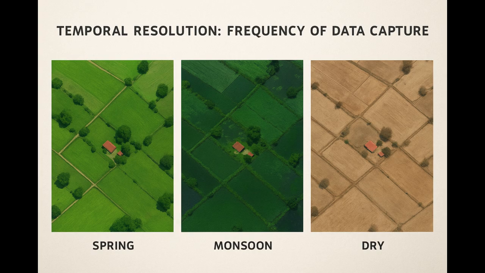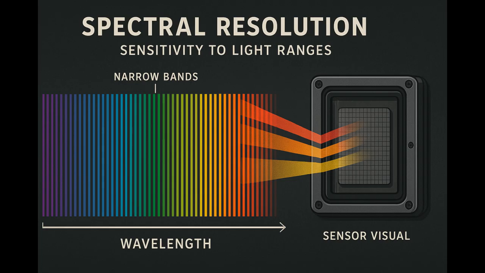Temporal resolution tells us how frequently, or how often, the satellite captures data over the same location. For example, Sentinel-2 revisits a place every 5 days while MODIS does it daily. Spectral resolution refers to the number and width of spectral bands a sensor can detect. A sensor with higher spectral resolution can pick up narrow, specific wavelengths, which is useful for detecting subtle surface features.